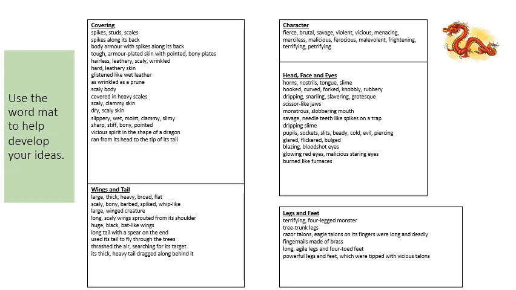So about the covering, so on the outside, about its scales or feathers or leathery skin. We've got the wings and the tail, we've got its character, so is it kind, malicious, ferocious, savage? It might be kind, menacing. Its head, face and eyes, and its legs and its feet.